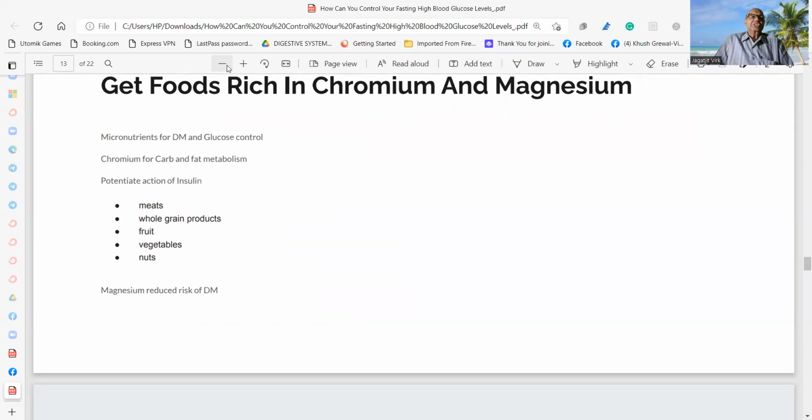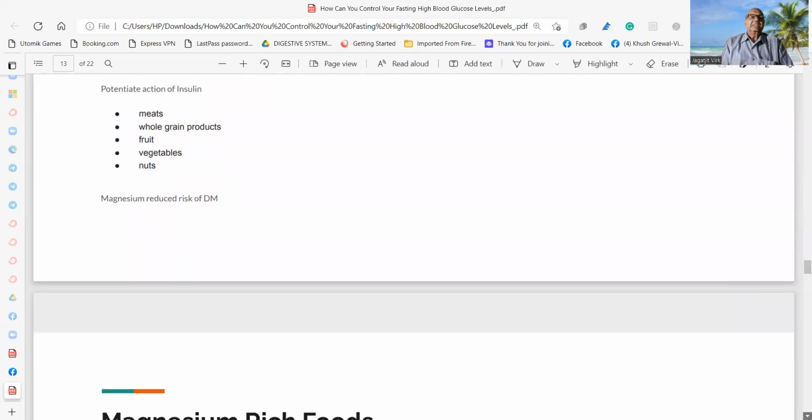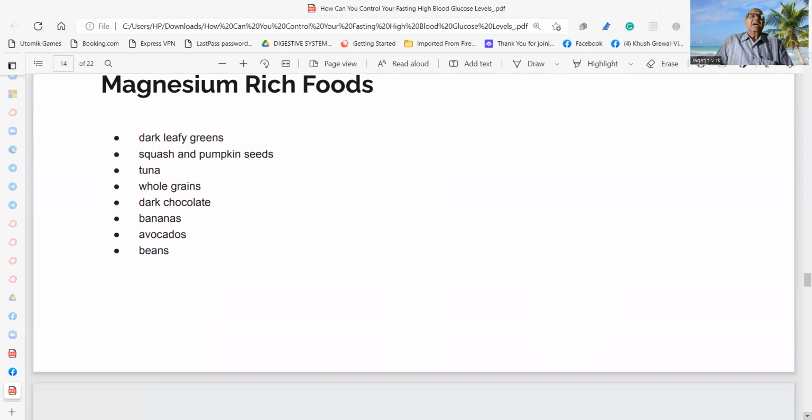Magnesium also reduces risk of diabetes mellitus, and we know that every molecule of glucose needs 54 or 55 molecules of magnesium to get metabolized. It's very, very essential. Magnesium-rich foods are dark leafy greens, squash and pumpkin seeds, tuna, whole grains, dark chocolate, bananas, avocados, and beans. All these have enough magnesium.